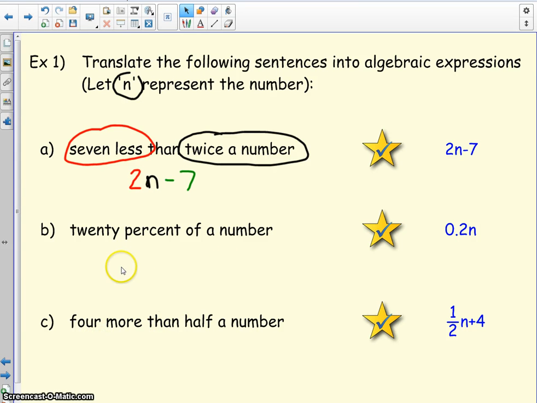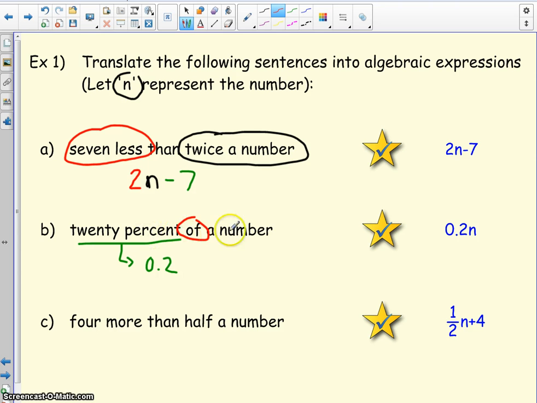Okay, so in B, 20% of a number. Remember when you're dealing with percentage, you have to turn it to a decimal, so you divide by 100, so 20% is 0.2. When you see the word "of" here, that means multiply. So 20% of a number is 20%, or 0.2, times that number, which is n.